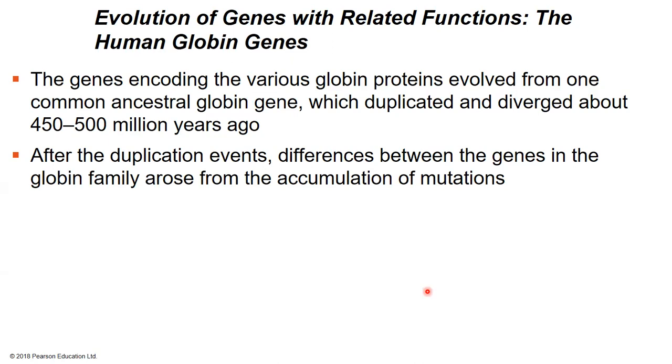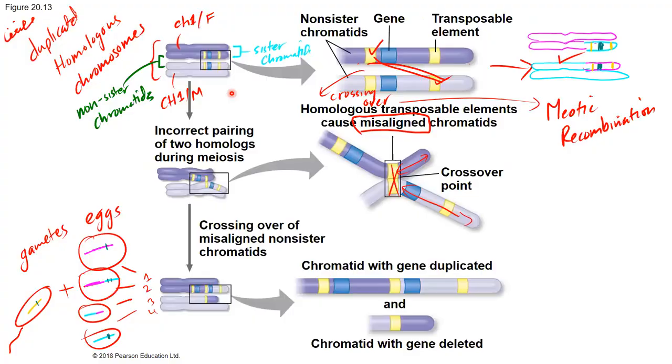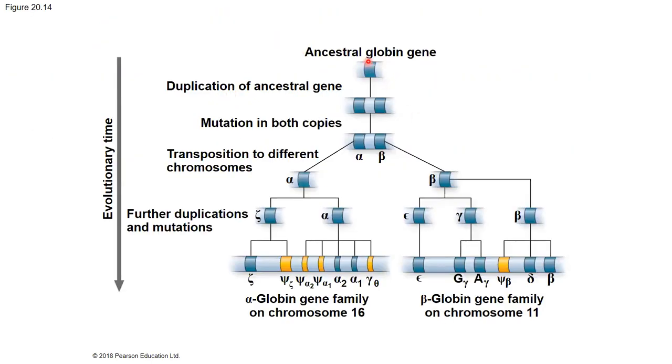Now, scientists have a hypothesis regarding how genes might form a gene family or a multi-gene family. So for example, scientists studied the globin gene family, and they think that the globin gene family began or originated from a single gene. This is the ancestral globin gene.